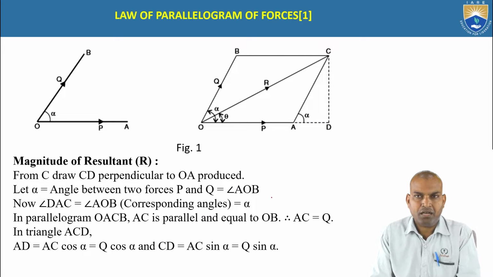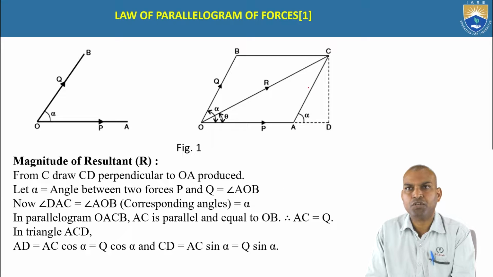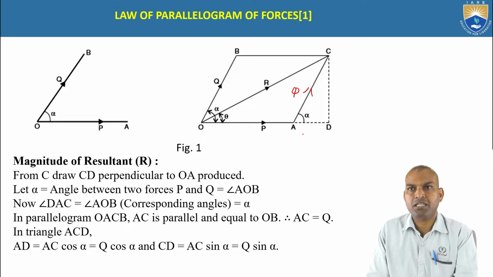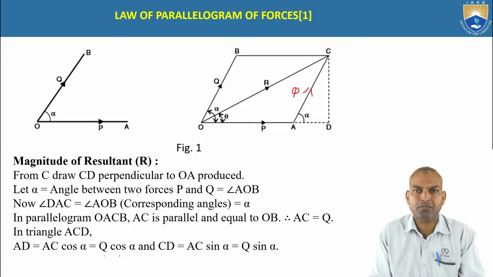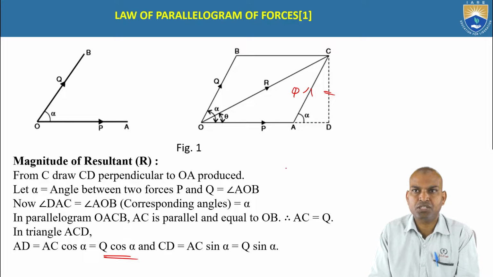So by using this, AD, the horizontal component, is AC cos alpha. AC is equal to Q. That means AD equals AC cos alpha, that is Q cos alpha. Whereas CD, the vertical or perpendicular component, CD equals AC sin alpha, that is Q sin alpha.